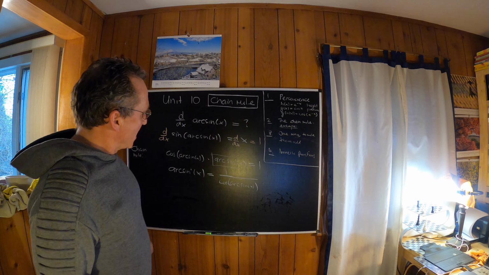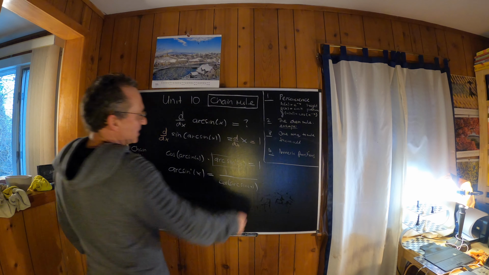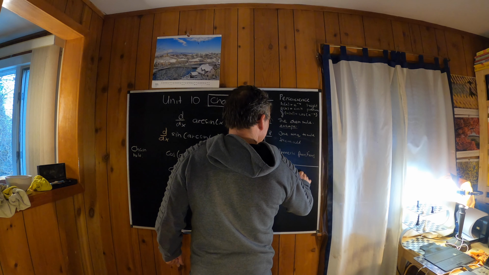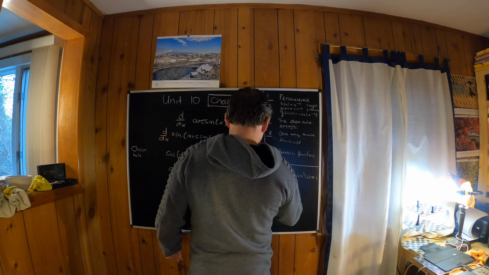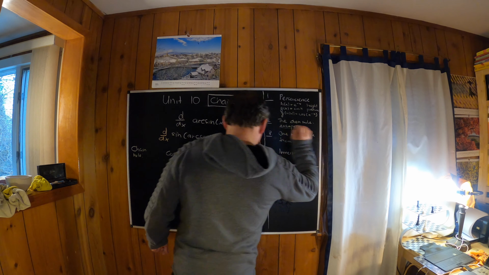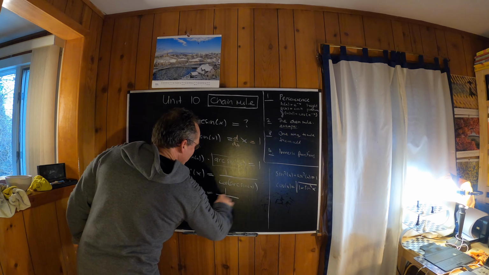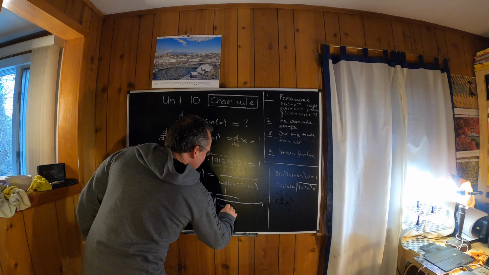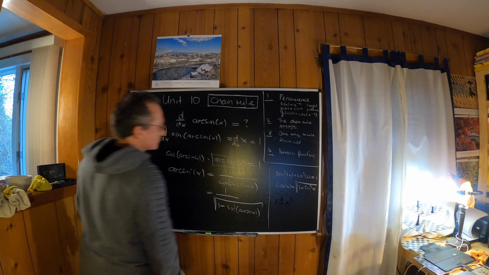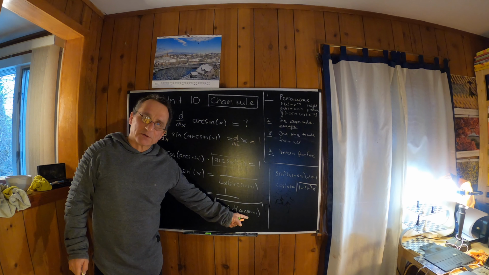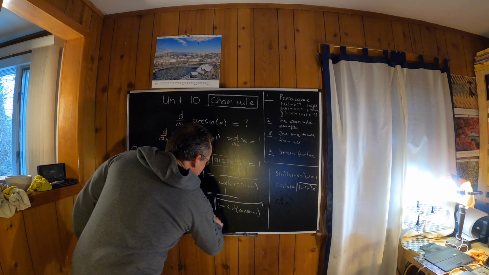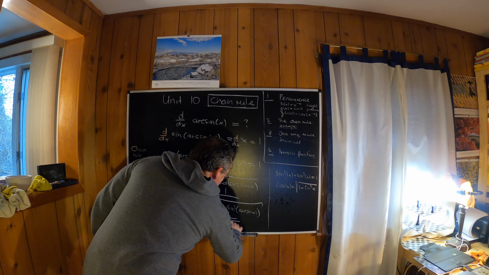We could leave it like this, but it's convenient to write this a little bit differently. You all know that sine square x plus cosine square x is equal to 1. So cosine x is the square root of 1 minus sine square x. So we have 1 over the square root of 1 minus sine square of arc sine of x. Now the sine of arc sine of x is equal to x, so that's equal to 1 over the square root of 1 minus x squared.